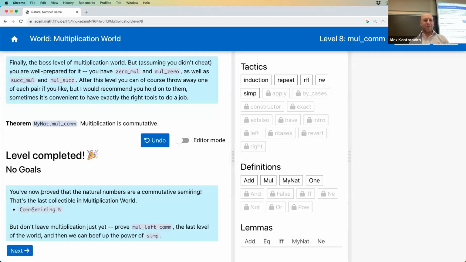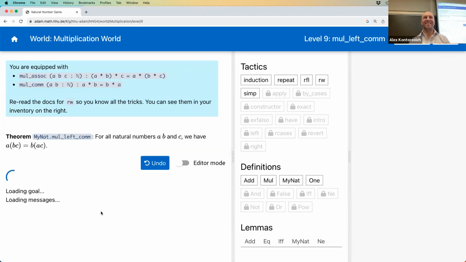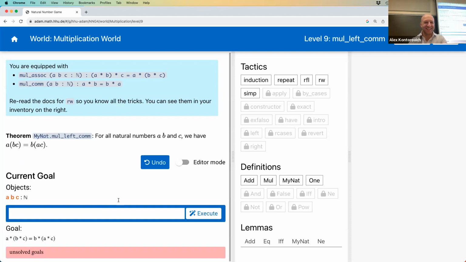Okay. We have now proved that natural numbers are a commutative semiring. This is the last collectible. We don't, yeah. 8 minus 9. Do you know what 8 minus 9 is in the natural numbers? 0. 8 minus 9 is 0. Yeah, yeah, I agree. You'll get used to this.